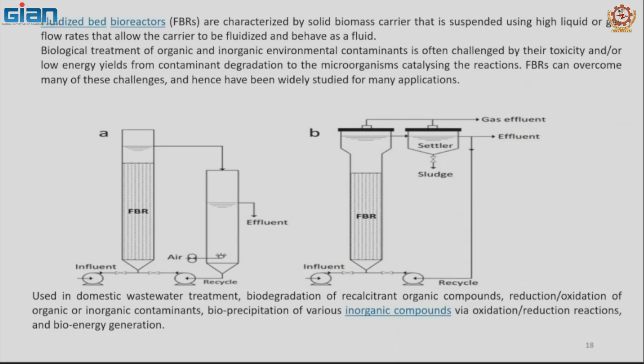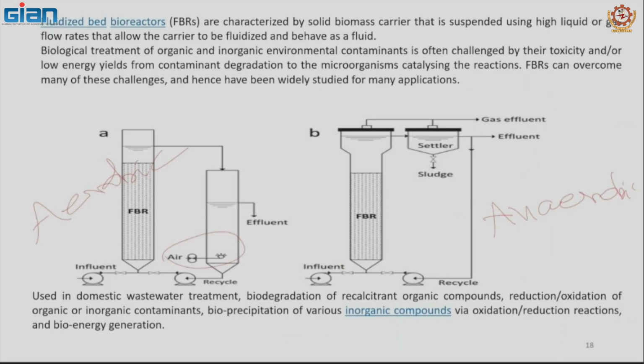Here in this schematic you can see on the left side that air is there, and on the right side air is not there. So this is anaerobic, and the left one is aerobic. This is the aerobic reactor.